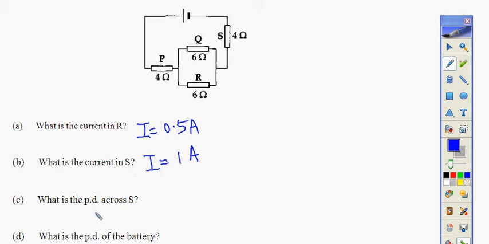Let us look at the question. What is the potential difference across S? S is here, this part is S. So it's looking for the voltage across S. We want to find the voltage across S.